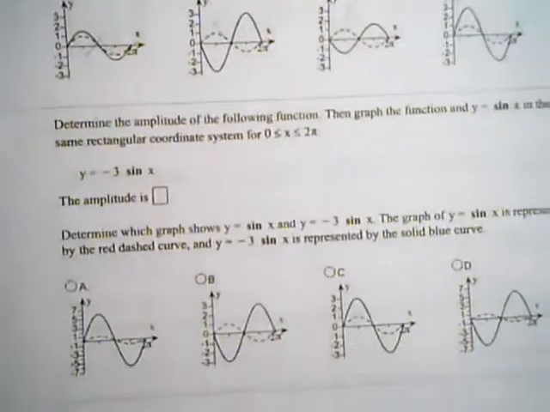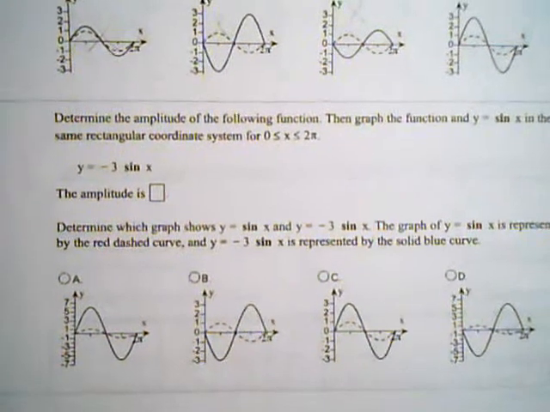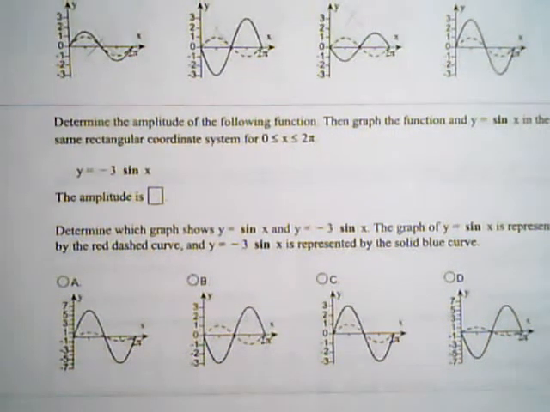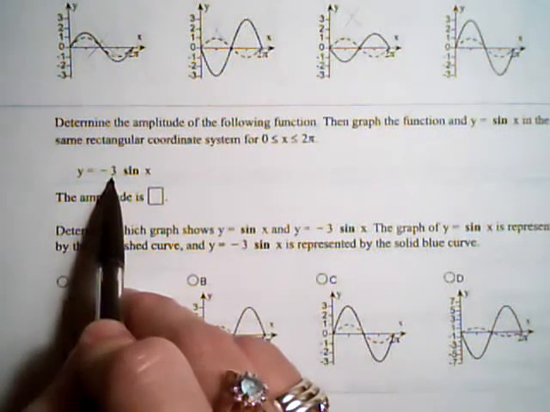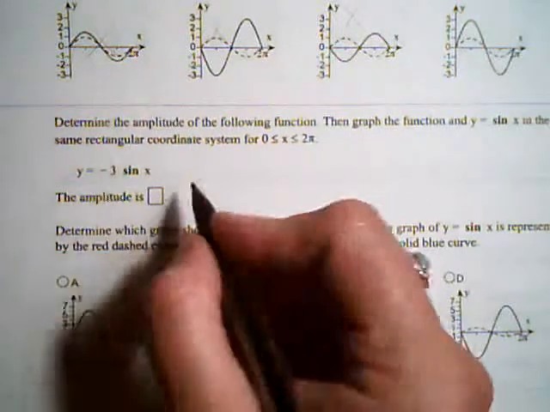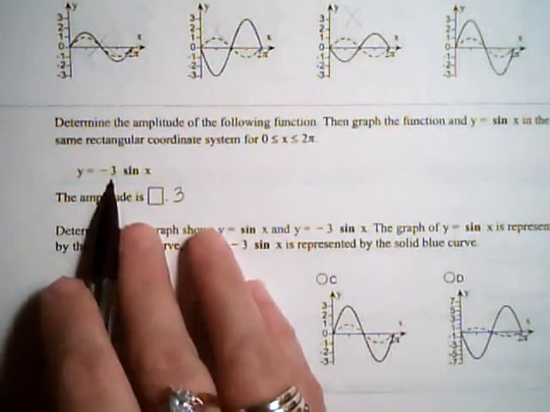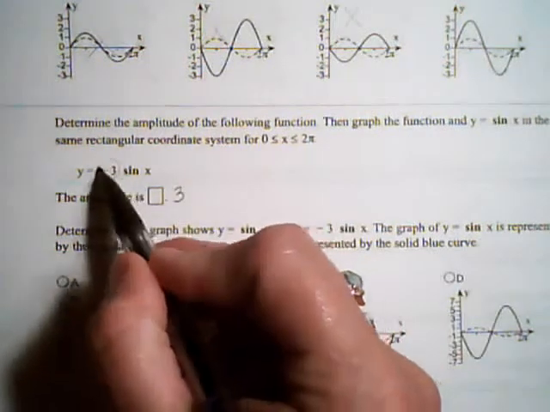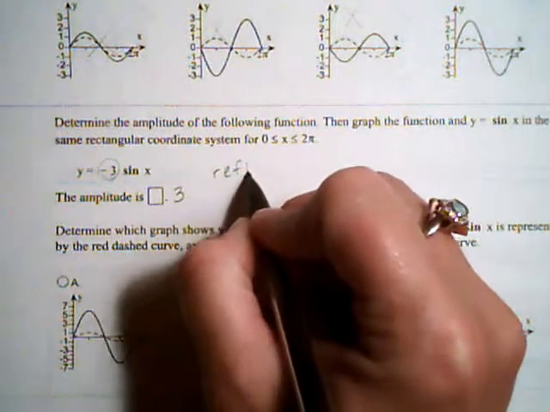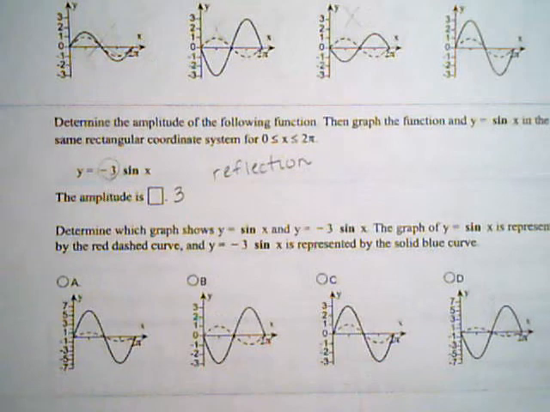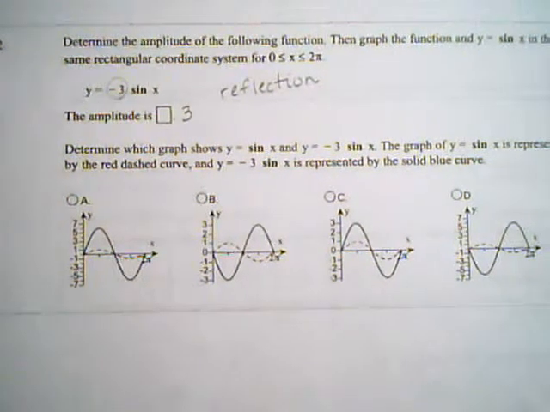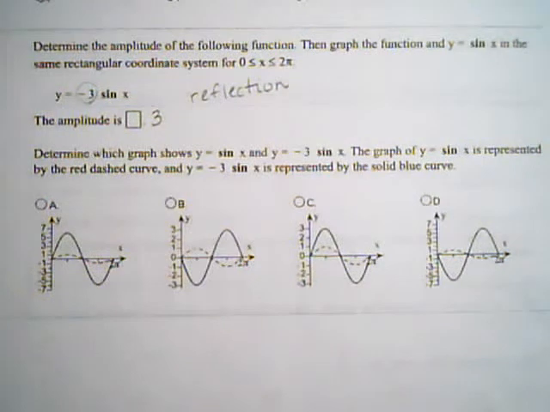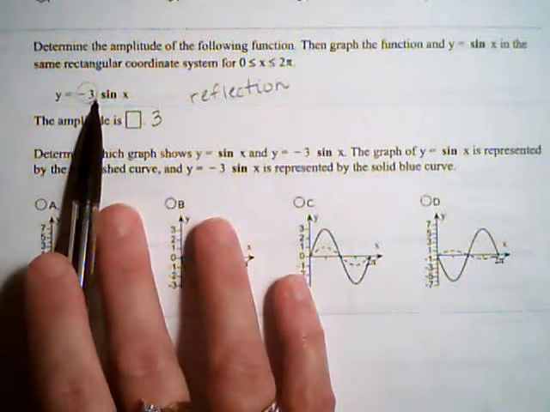Okay, number 2, almost the same equation. Y equals negative 3 sine of x. Again, my amplitude is the coefficient of the function, so it's the absolute value, so it's 3, even though this is negative 3. This being a negative 3 lets me know that this graph will be reflected about the x-axis. So this is a reflection. So again, the dashed line should represent y equals the sine of x, and the solid line should represent the function given here.